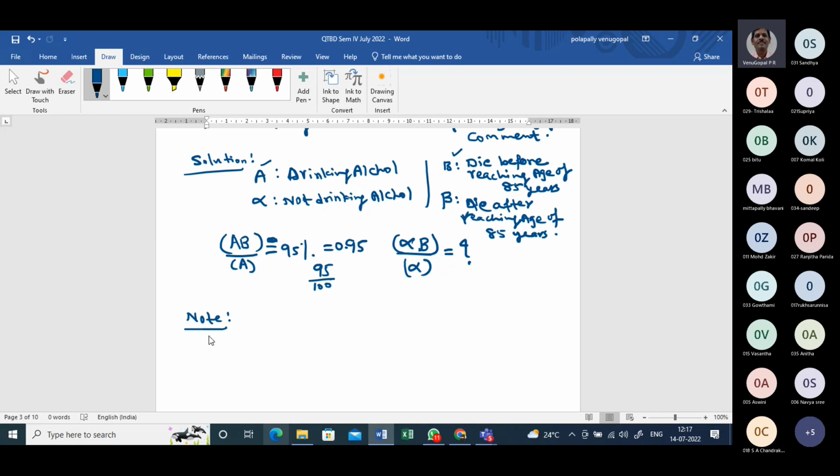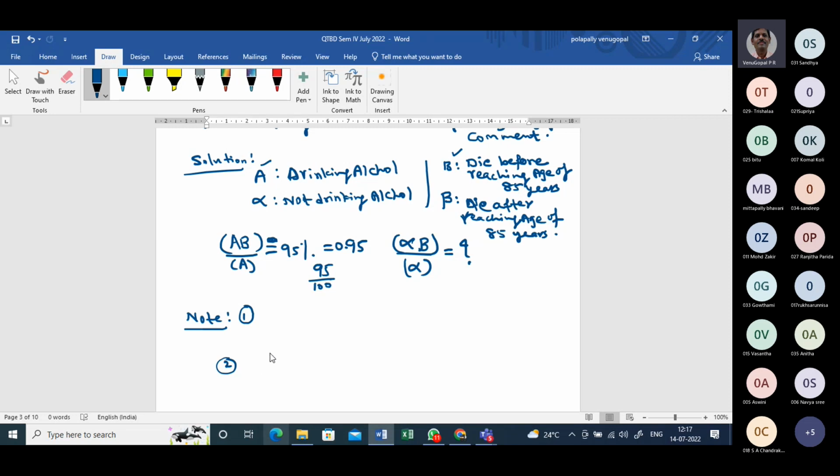Don't say variables, say attributes. Conclusion about the association between A and B attributes. Is that clear, children? Yes, sir. This is my primary note.